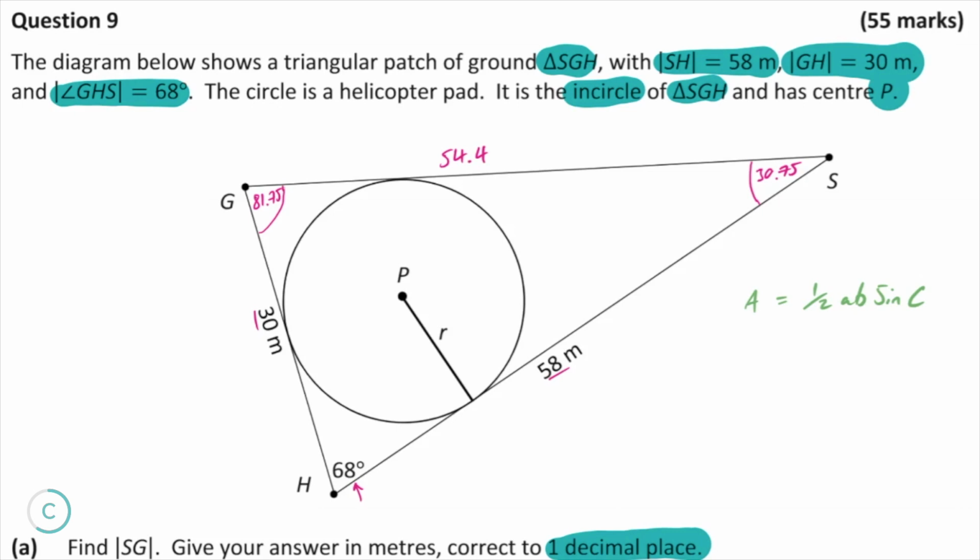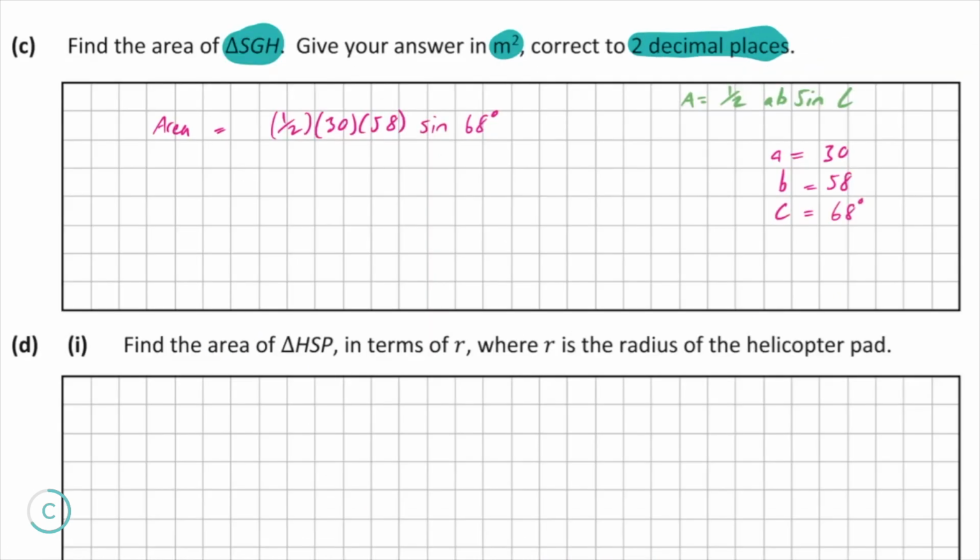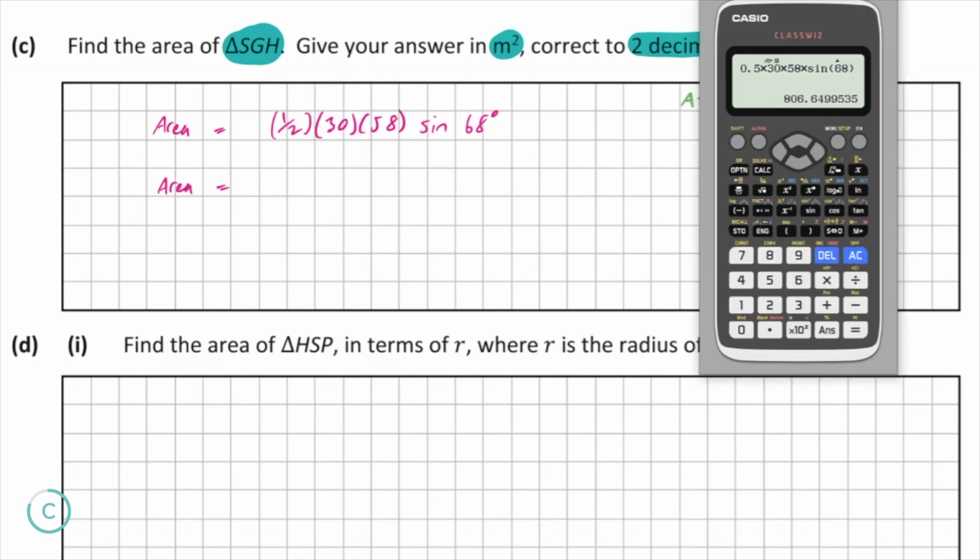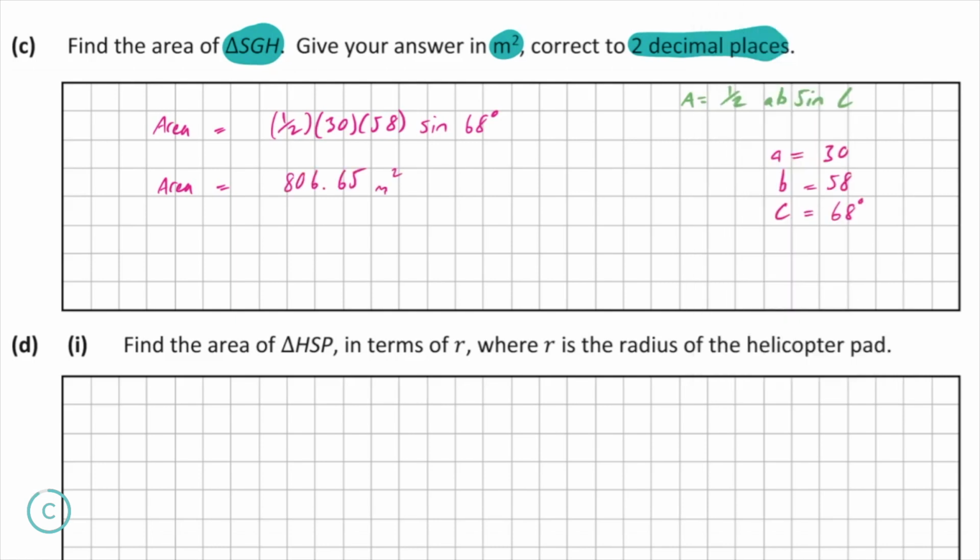But I just want to make it clear that whatever angles or sides you choose, it should work out roughly the same. So using a equal to 30, b equal to 58, and C is equal to 68 degrees, we can form this equation for the area on the left, which we're just going to plug into our calculator as a whole. So when we plug all of that in, we're just going to get 806.6499, which corrected to 2 decimal places is 806.65, and that's in meters squared. So another very nice part of the question, in my opinion, and believe it or not, just for that you're going to get 15 marks. So clearly very worth revising.